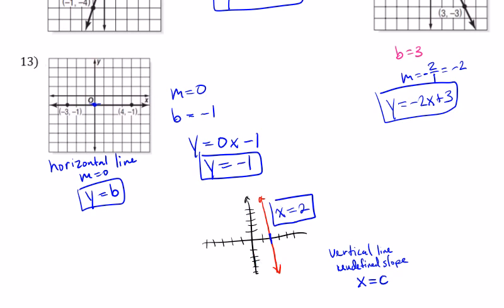All right. So for horizontal lines, it's y equals a constant. For vertical lines, it's x equals a constant. And the constant is wherever it crosses through on that axis, respectively.